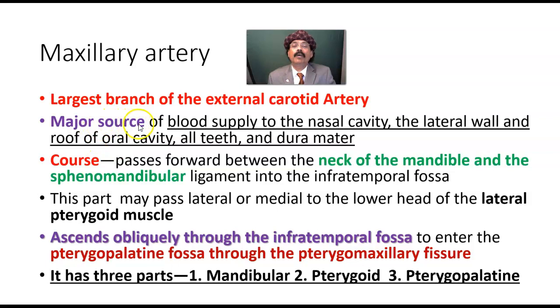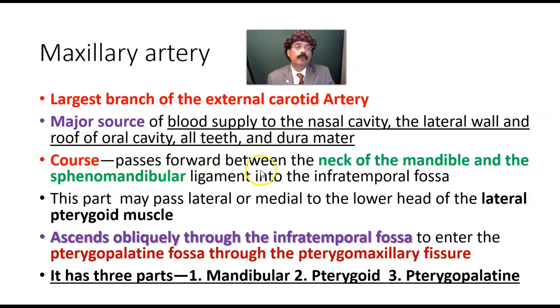It is the major source of blood supply to the nasal cavity, including the paranasal sinuses, lateral wall and the roof of the oral cavity, all teeth, and dura mater. It also supplies the ear, and also ganglia like the pterygopalatine ganglion, geniculate ganglion, and otic ganglion. They also get blood supply from the maxillary artery. It also supplies a significant part of the dura mater.